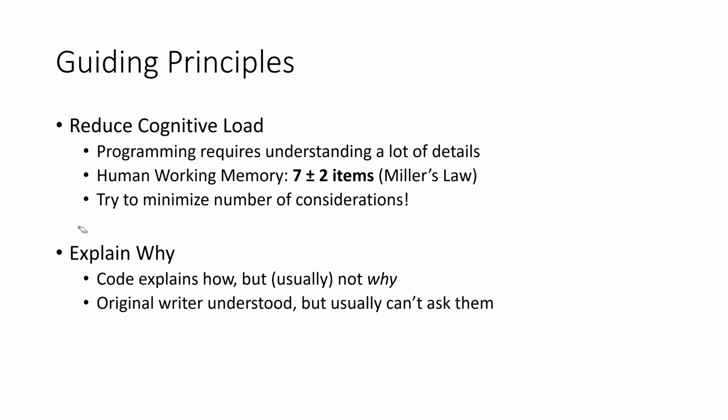You also want to explain why. A person can read your code, and if it's well written, they can understand what it does, but they don't know why it does that. They don't understand the big picture. And you understood when you wrote it, but that person's usually not around, right? When you go to read the code, they're not sitting by your desk. They might have left the company. They might have left the university. Even if you're the original writer, you actually forget, why did I do it this way?